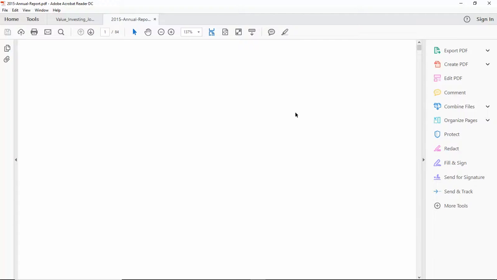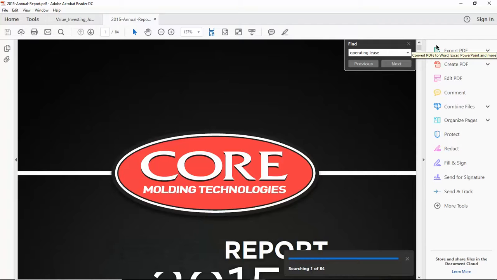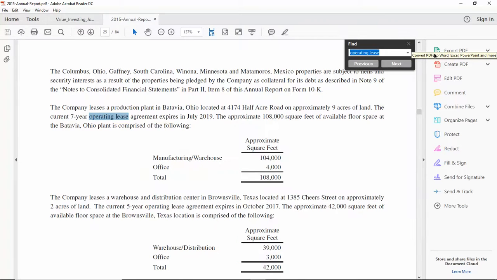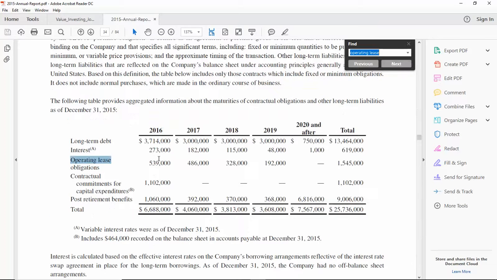Control F. Once this loads, operating lease. Okay, we want the final number. Once we go through the financials, we'll look at everything. We'll know exactly what everything is, but for this calculation, I just want the final number, which is right here. And you want to use, again, like we talked about there, and actually right here, we're going to use that as well. I'll talk about that in a second.